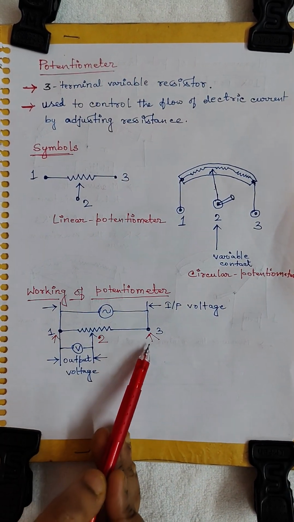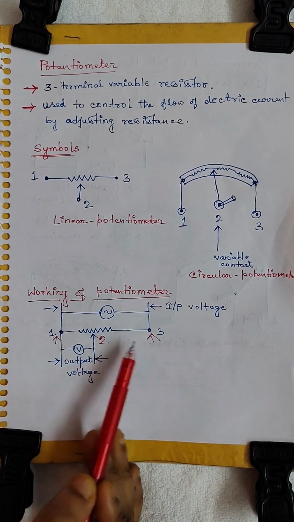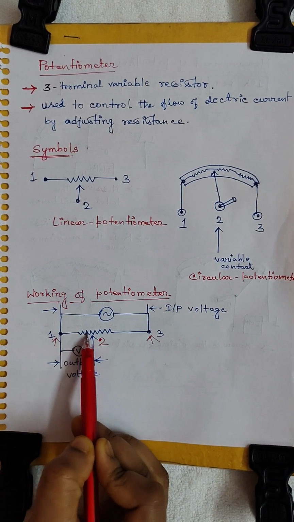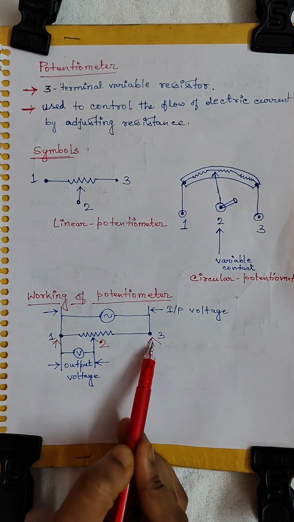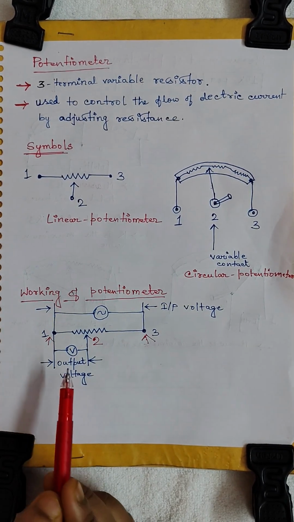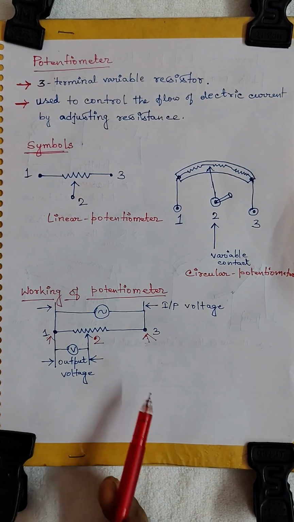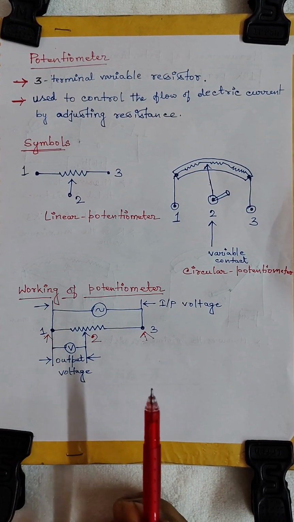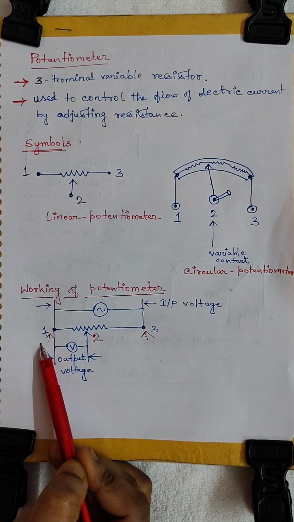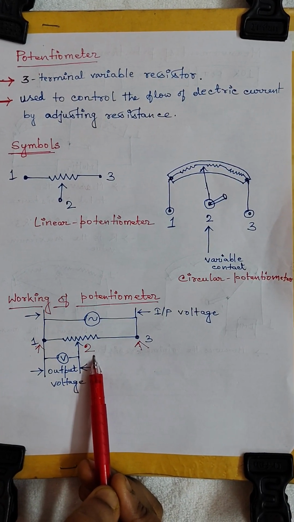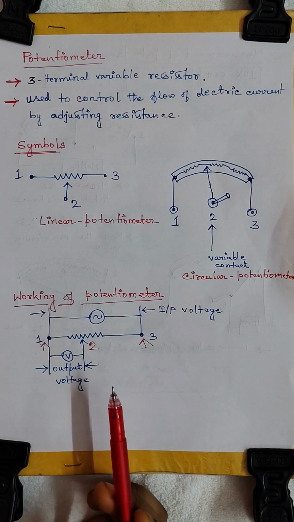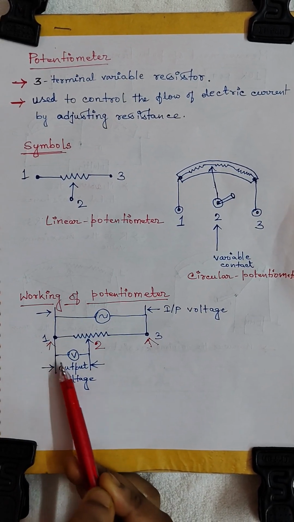Now, terminal 1 and terminal 3, these two are fixed terminals and these two terminals basically connect the total length of the potentiometer, and between these two terminals input voltage is connected, and the output voltage is the voltage drop between the fixed and the sliding contact, which is shown in this diagram. This is the terminal 1, which is a fixed terminal, and this one is the terminal 2, which is a variable terminal or sliding contact, and we have connected a voltmeter to get the reading of the output voltage drop between these two terminals.